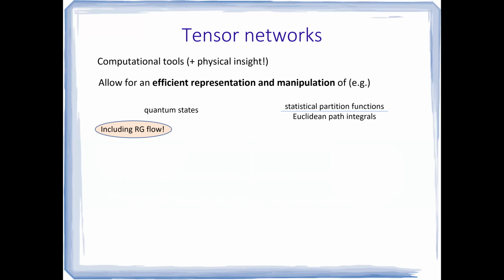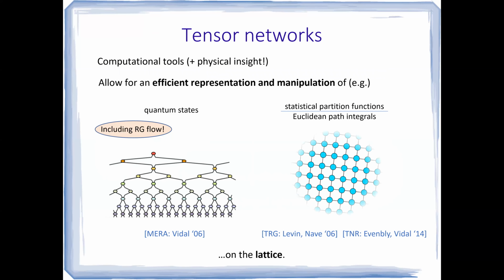But in general, these tools allow for an efficient representation or manipulation of certain physical objects, among which are states or statistical functions. This includes the flow of these things. In particular, if we go to quantum states, there's a tensor network called the Multiscale Entanglement Renormalization Ansatz, or MERA, which was introduced by Vidal more than a decade ago. And this tensor network is a representation of a quantum state that already encodes the information of its RG flow. So if you're familiar with this kind of tensor network, in the lower part of it, these three indices would be the representation of the state, and moving upwards or downwards in the tensor network would just represent coarse-graining or fine-graining in my theory.